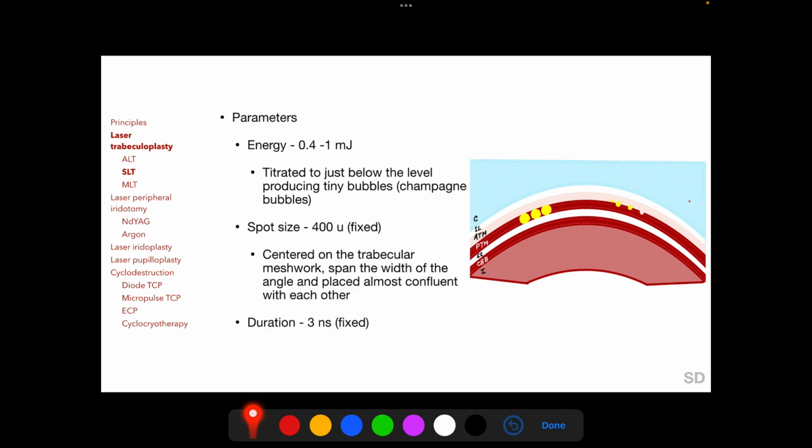The power of SLT is titrated to just below the level producing tiny bubbles, and the spot size is larger than that in ALT and is centered on the trabecular meshwork, spanning the entire width of the angle and placed almost confluent with each other. The spot size and the duration in SLT are fixed.